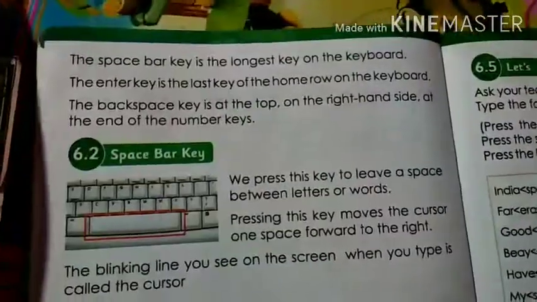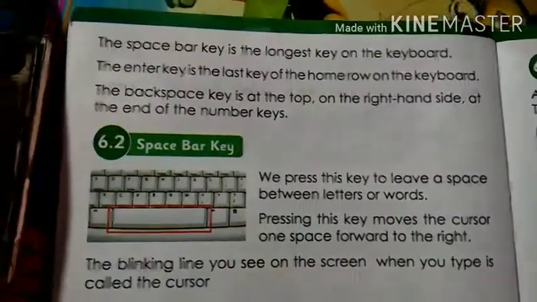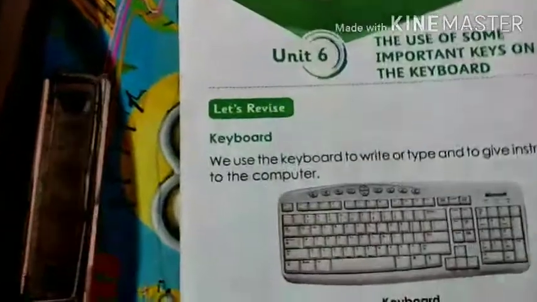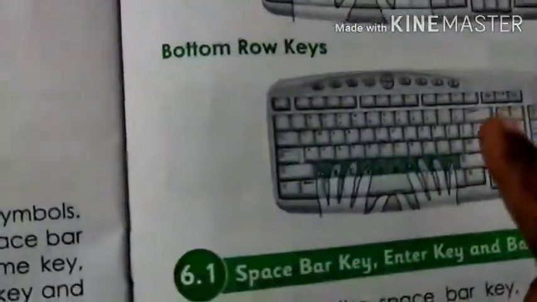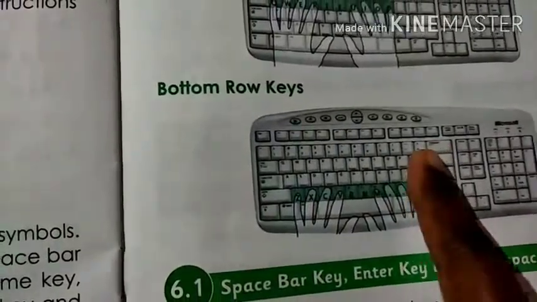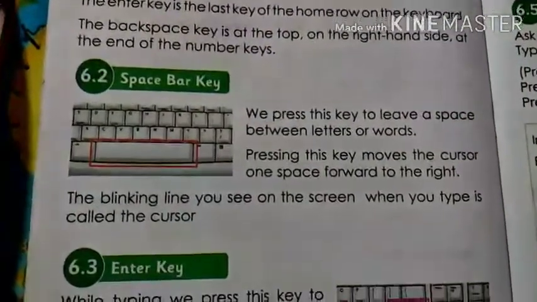Okay. The backspace key is at the top on the right hand side, at the end of the number keys. Here you can see where the numbers are finished. We have the backspace key. 0 to 9 numbers are there, and after that we have the backspace key. Let's learn in detail about the spacebar key.